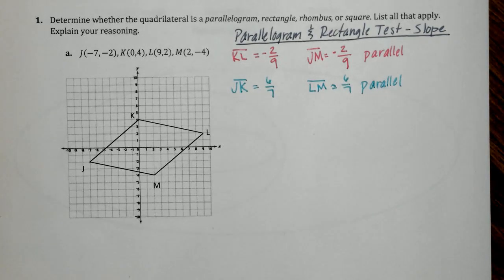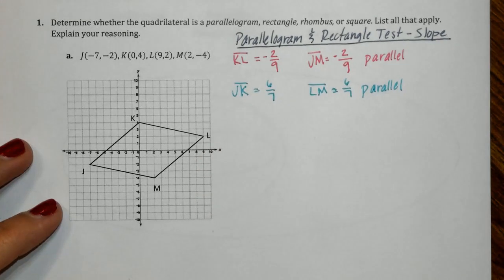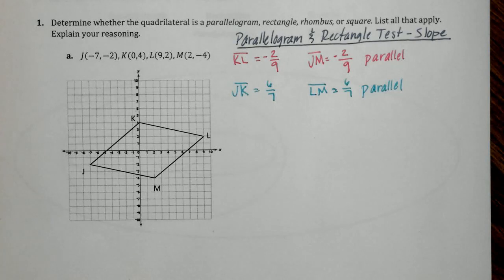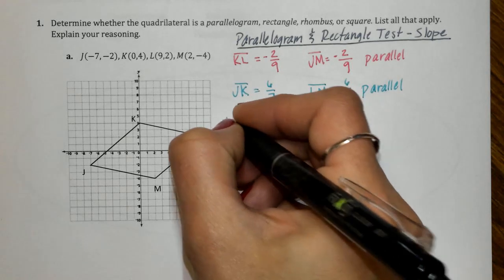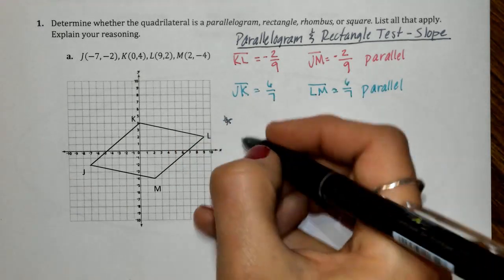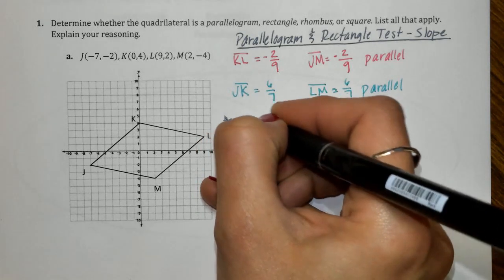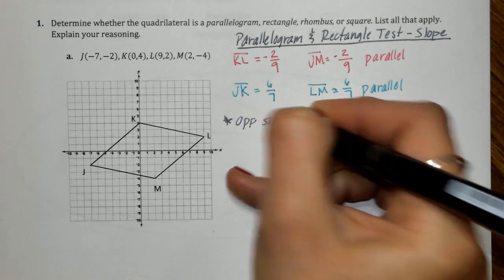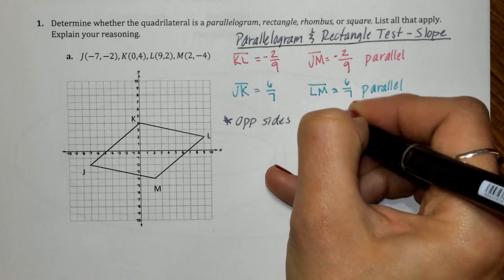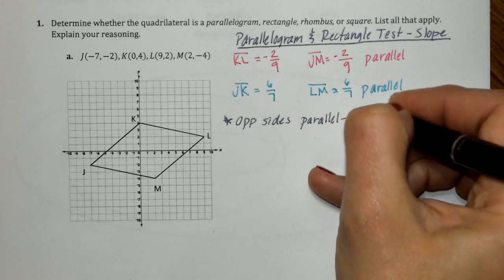So with this being said, we can now conclude that we do have a parallelogram. Okay, we have opposite sides are parallel, telling us, yes, we have parallelogram.